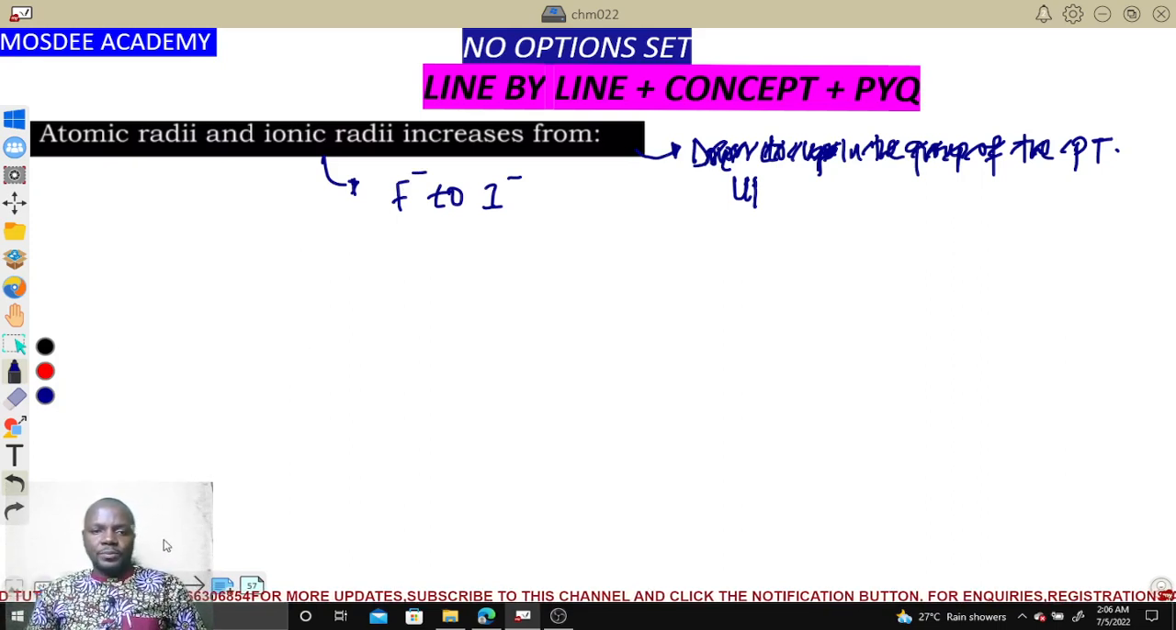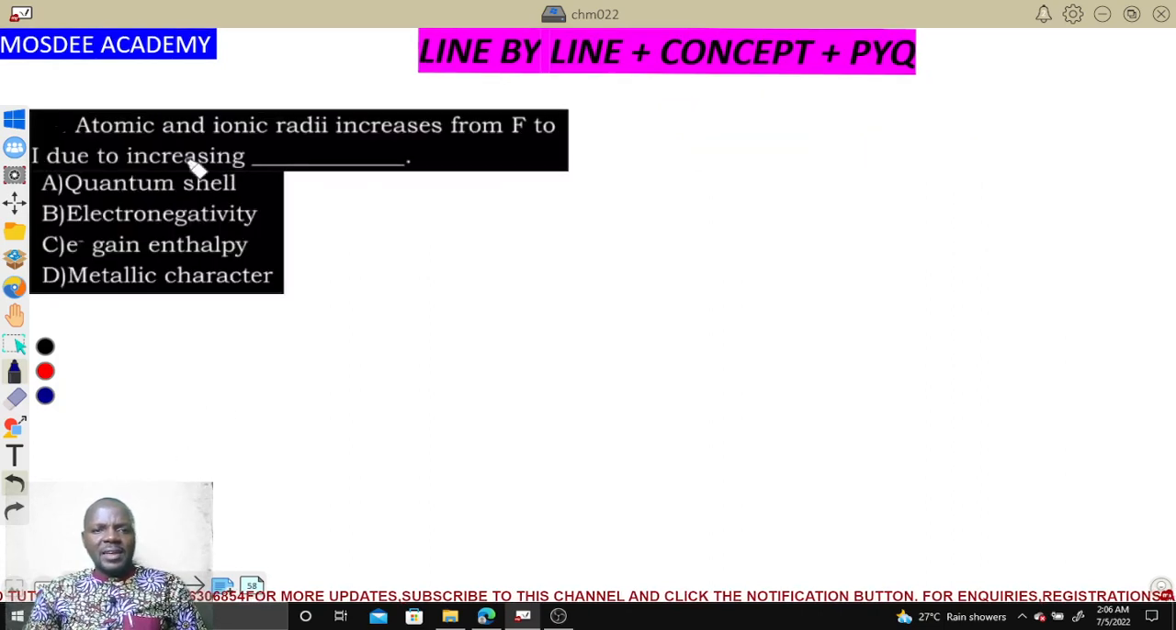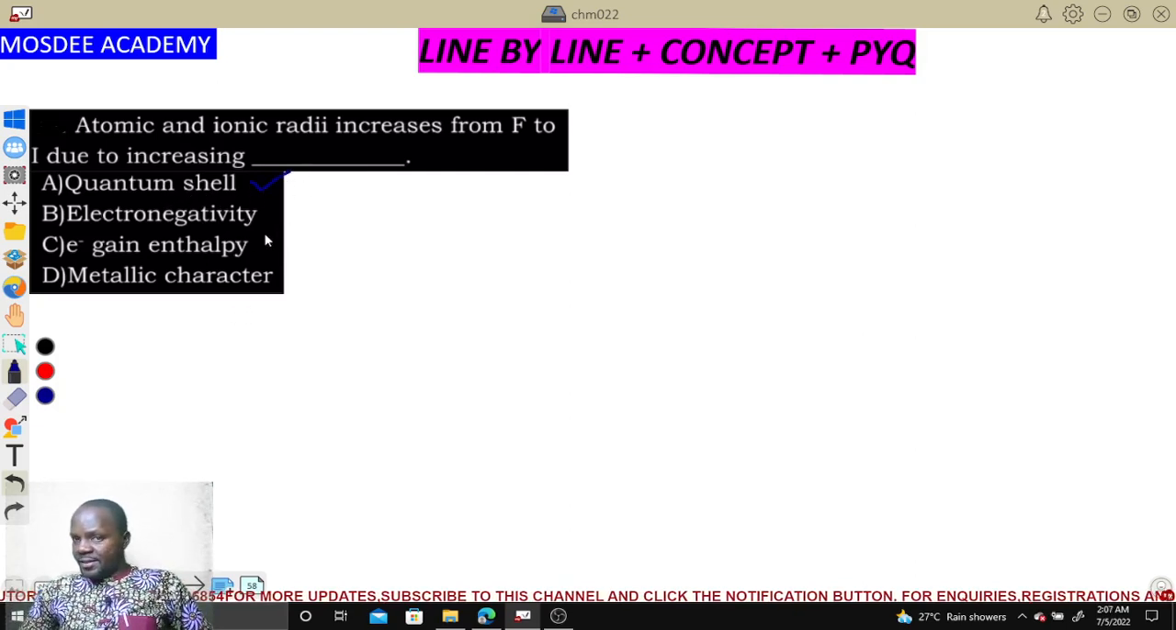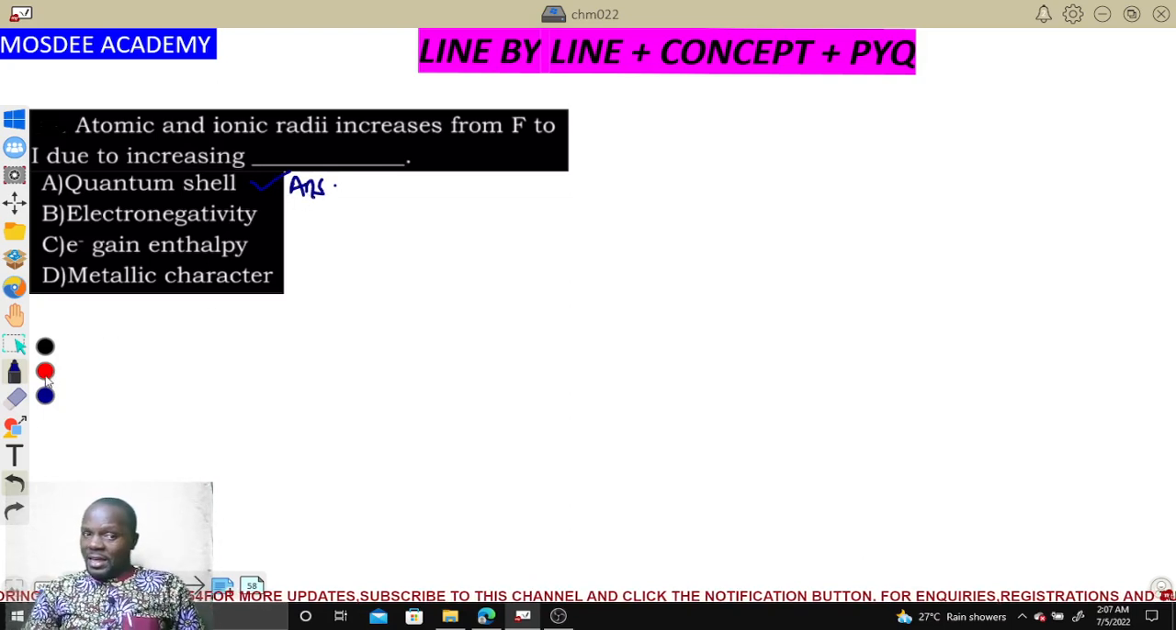Now, the next one says atomic and ionic radii of halogens increase from fluorine to iodine due to increase in, I just talked about this, the quantum shell, the size. The shell increases as you go down the group. Please note that. This is even what made me understand that I had made a mistake in my answer, so please keep it in mind. The next question.